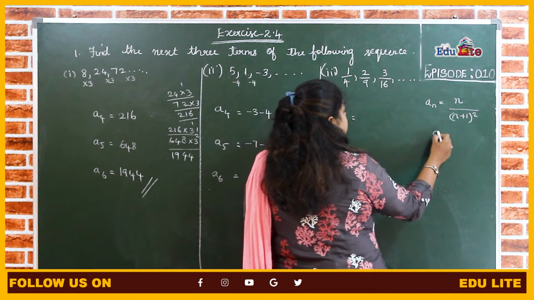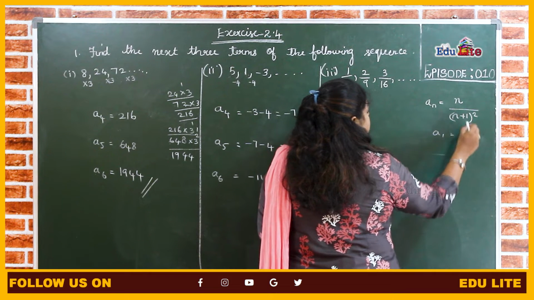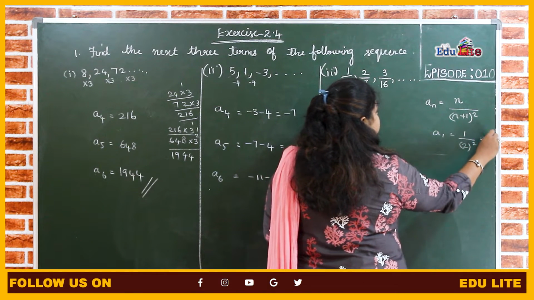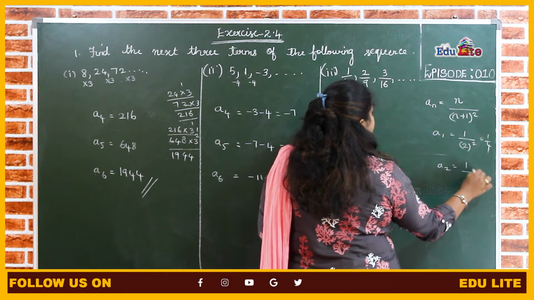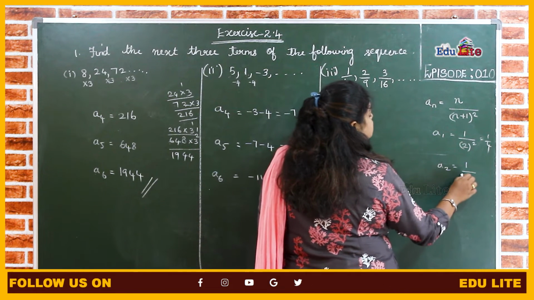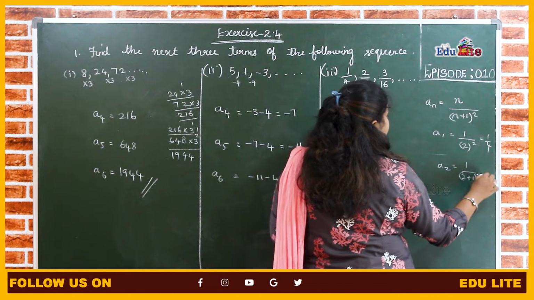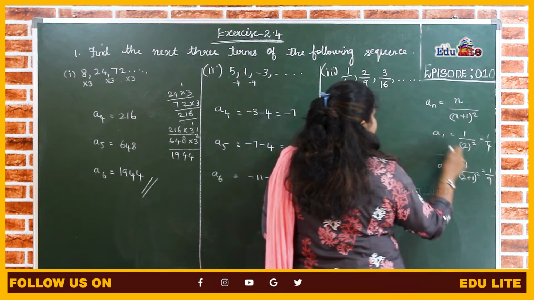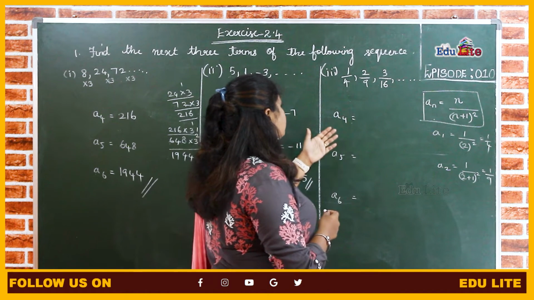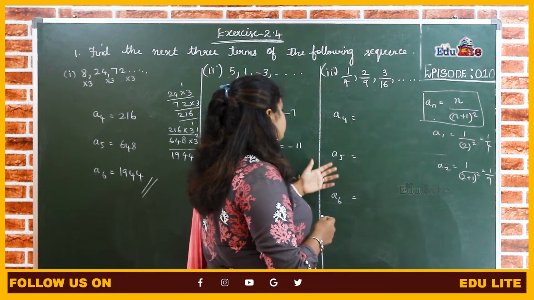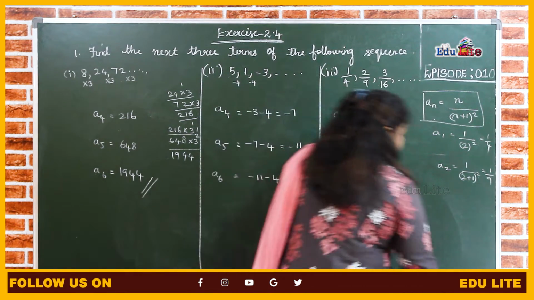I will apply 1 and see. 1 by 1 plus 1 squared, 2 squared, which is giving me the first term. Let me check for the second term, A2: n value, now we are taking it as 2, so 2 by 2 plus 1, which is 3 squared. So 3 squared is 9. Yes, the general term we framed is the right one. We will apply it and find the values of A4, A5 and A6.